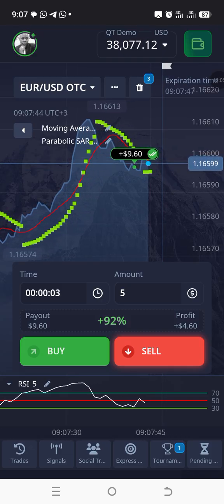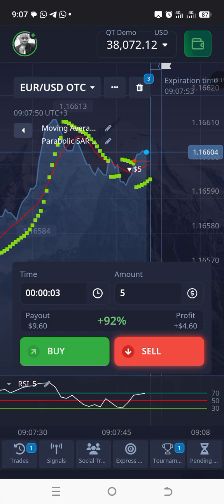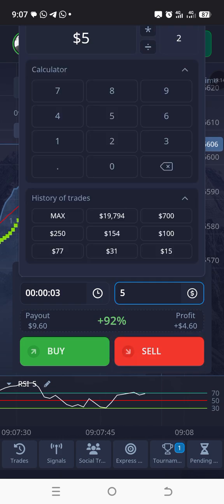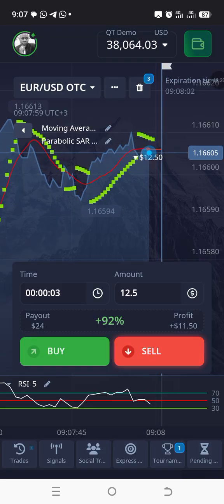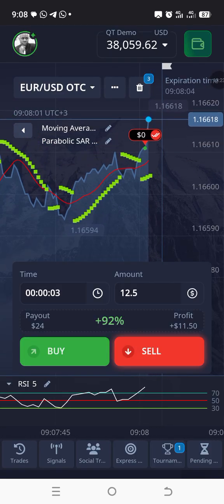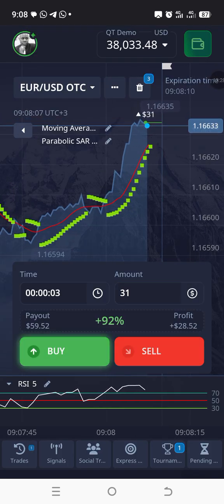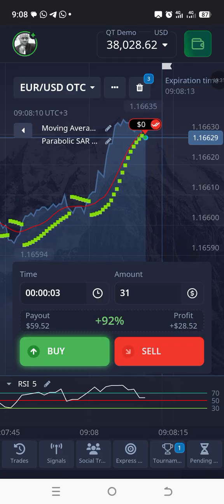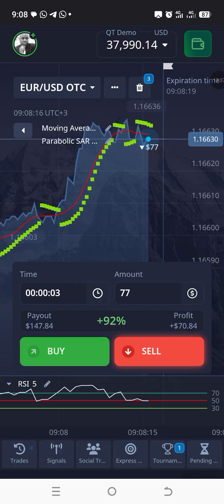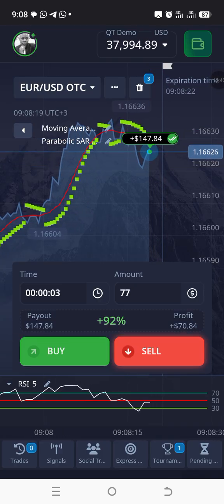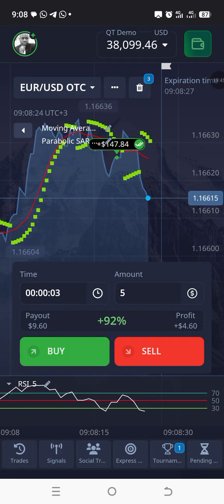You win. When you win, you don't change. Immediately you see it forming, going down. Now that one you have lost. It is now 12.5. We go to 31. We go to 77. You go back to 5. When you win, you go back. We are at 99.